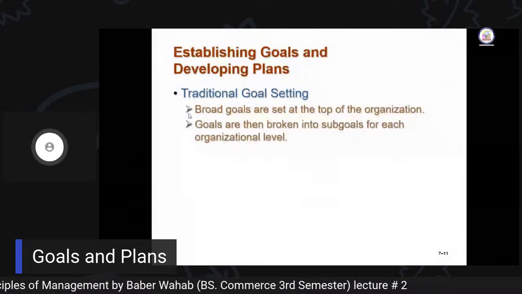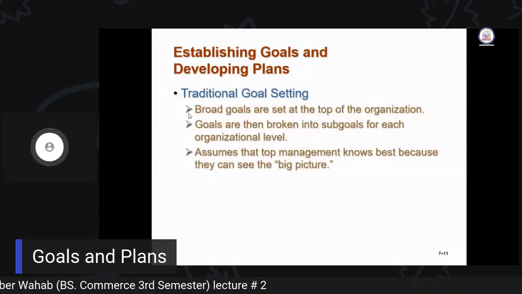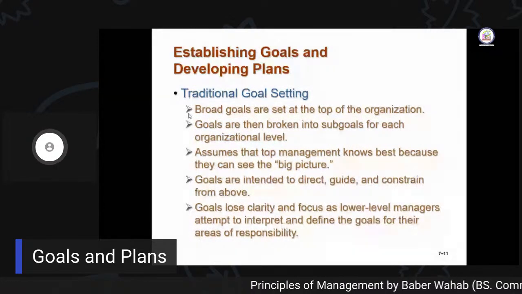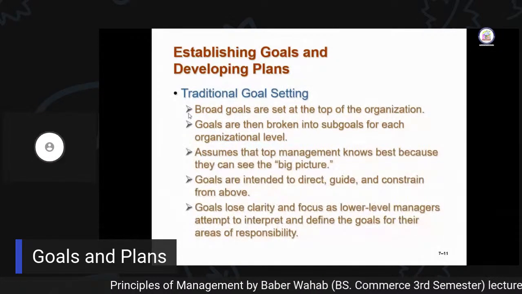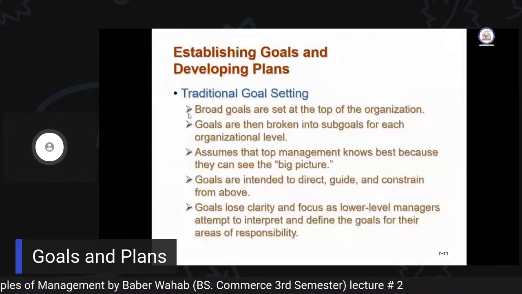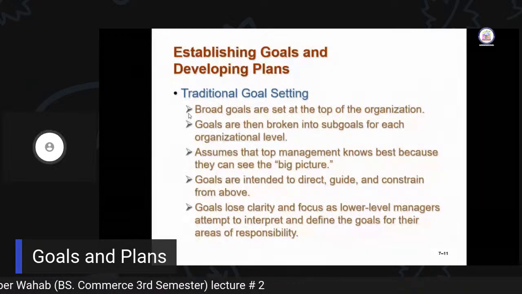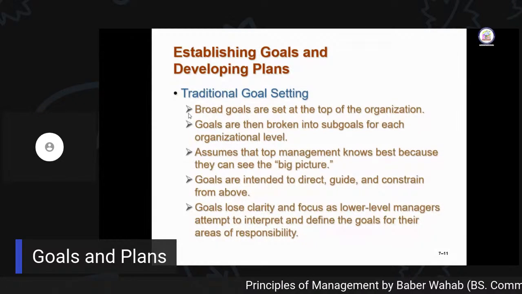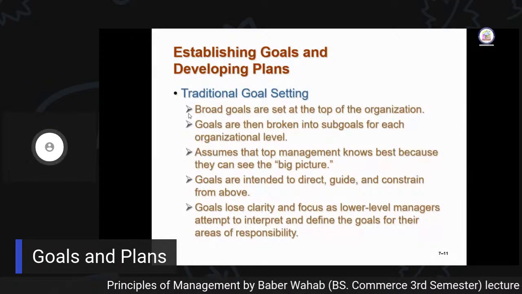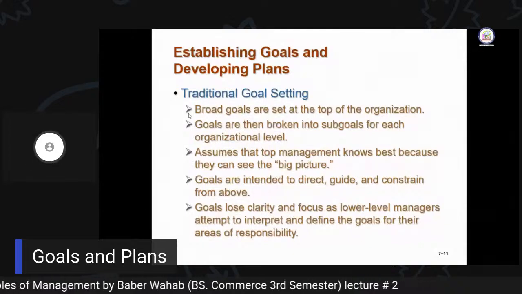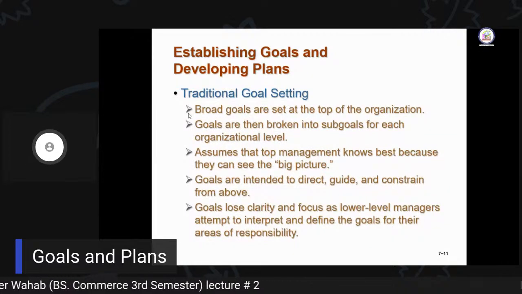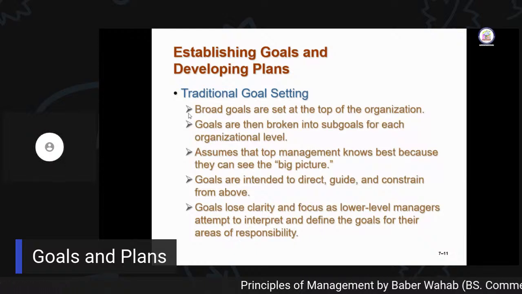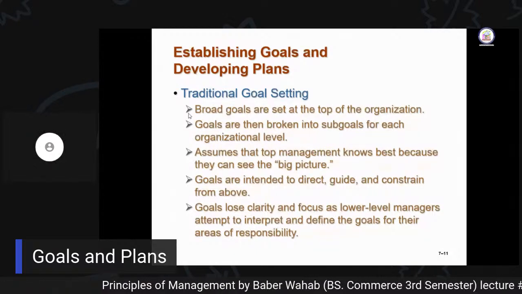Now, when you're formulating goals and the plans to achieve those goals, one way of doing that is the traditional way. You can say the way that has been common throughout human history since organizations have been established. Perhaps the first public limited company was the East India Company, which was also used by the British to expand and help out in colonization.